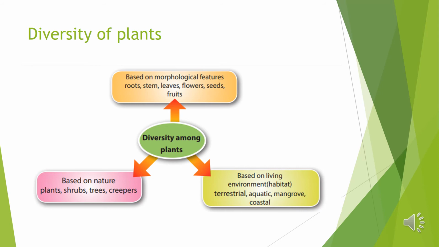And again, we can divide these plants based on the living environment, according to the environment where these plants live. For example, some live in the terrestrial environment, some are aquatic plants, some are mangrove plants, and some live in the coastal areas. So just like that, based on the living environment also, we can classify the plants. And based on the nature of the plants, whether they are shrubs, trees, creepers, or bushes, just like that, based on the nature of the plant also, we can divide them.